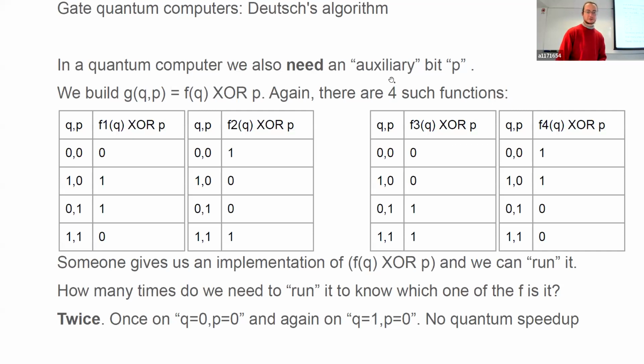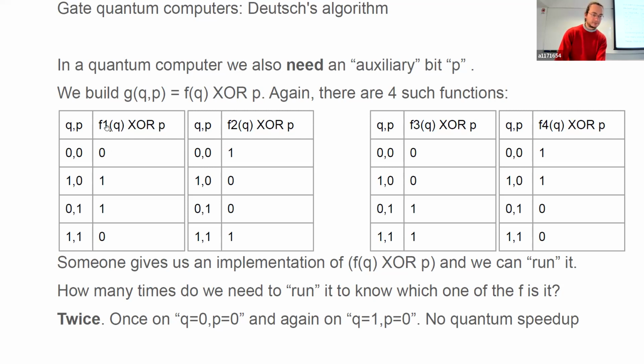Now, to implement this system on a quantum computer, it turns out we need an additional qubit, which is typically called an auxiliary qubit. And we can implement it like this: as F of the qubit Q XOR the qubit P. So here on the left, we have the 4 possible states for this system of 2 qubits, Q and P: 0, 0, 1, 0, 0, 1, 1, 1. And then in the output, we have F applied on qubit Q, XOR qubit P.